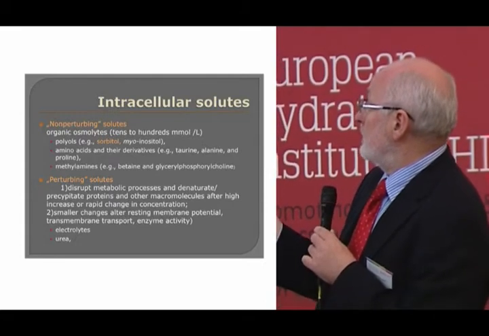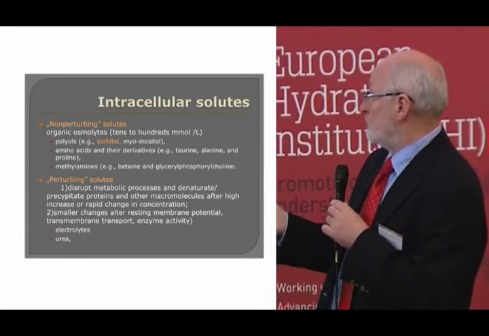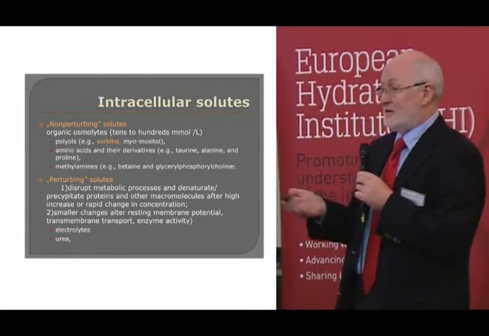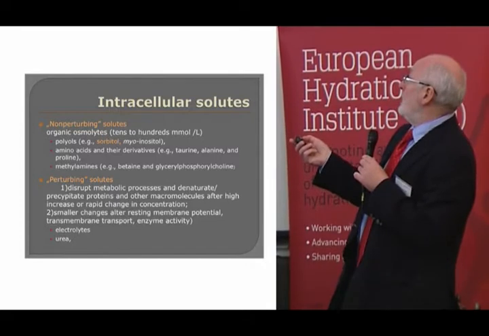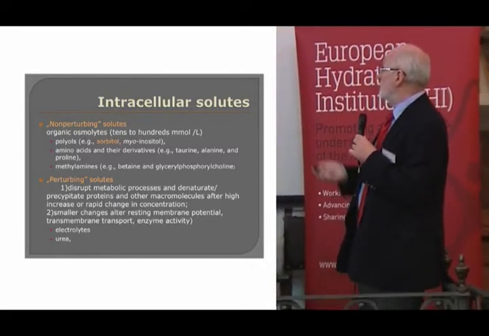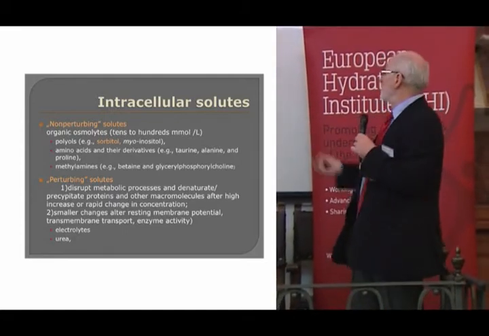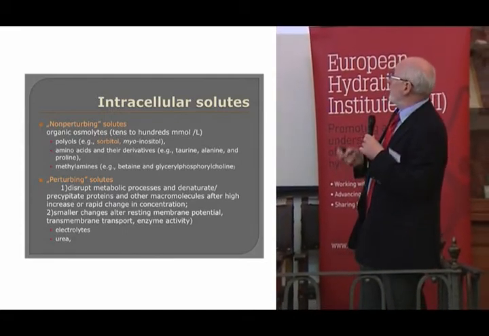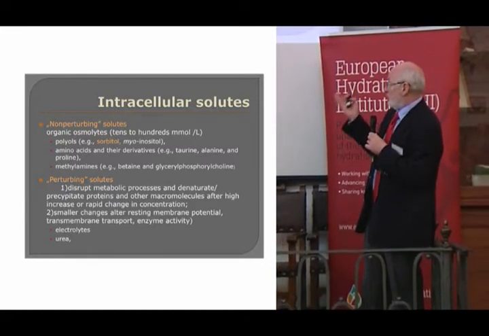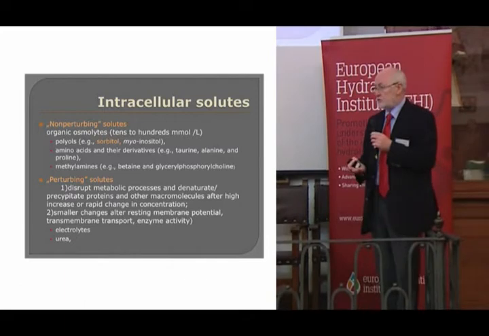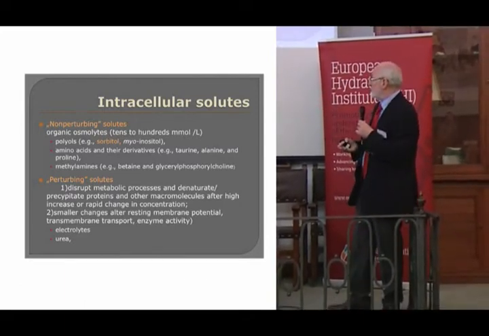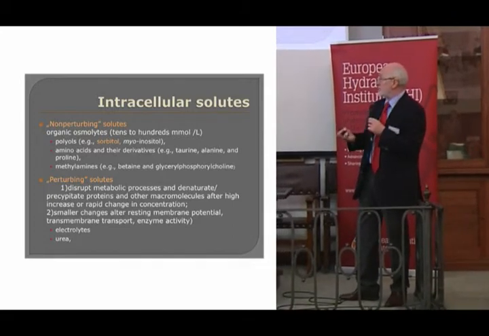These intracellular osmolytes can be divided into two groups. One is the perturbing osmoles. They are electrolytes and urea. They are perturbant because even small changes in their concentrations alter resting membrane potential, which transmits into transmembrane transport and enzyme activity. High concentrations or abrupt changes in concentration can trigger precipitation of proteins and damage the cells.